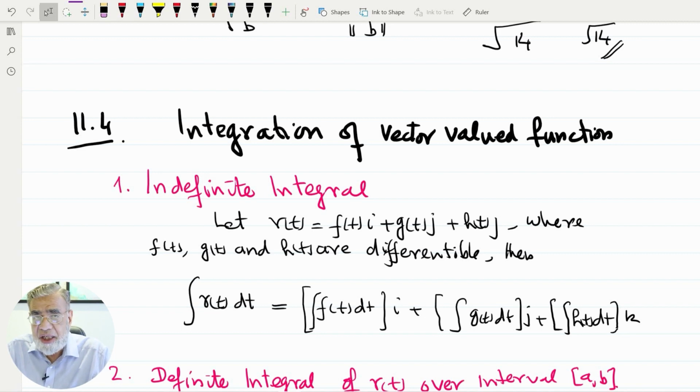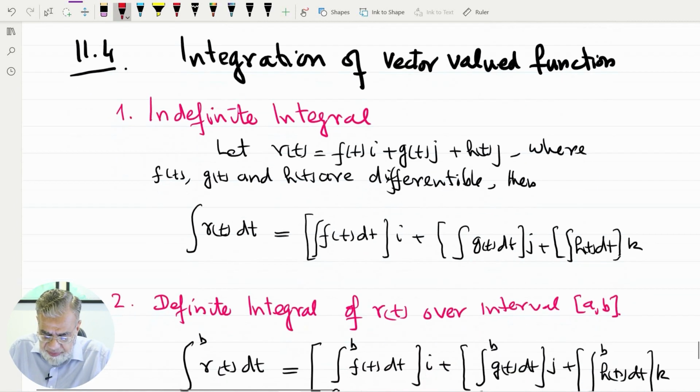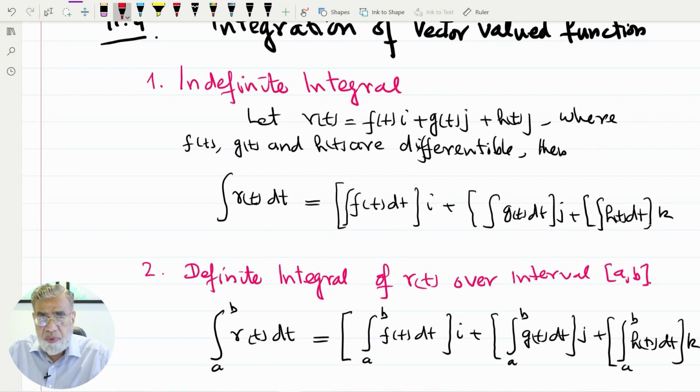So the formula is that we have the vector function r of t equal to f of t i plus g of t j plus h of t k, where f of t, g of t and h of t are functions which are integrable. Then the integral of r of t dt is equal to: for each component we take the integral, always followed by dt. So integral f of t dt i, plus the second term integral g of t dt j, and the third one will be integral h of t dt k.